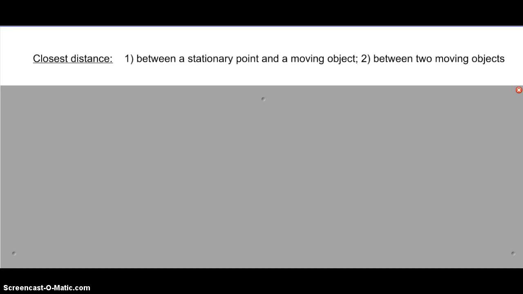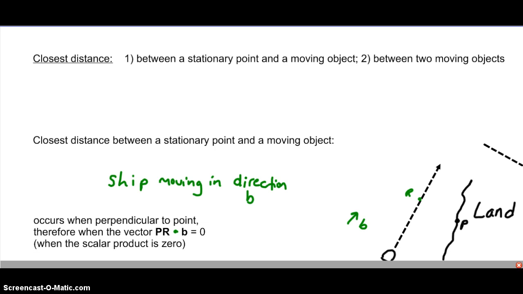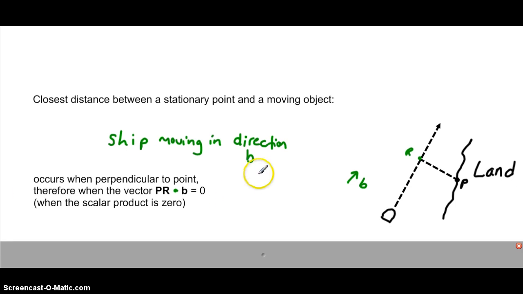Our next problems are talking about closest distance, and there are two kinds of problems that we'll be looking at for finding the closest distance. They'll be between a stationary point and a moving object, and also between two moving objects. So let's first talk about the closest distance between a stationary point and a moving object. If we have a ship moving in a direction b, so our direction vector b, here's our ship moving along this direction vector, and they want us to find the closest distance it would get to point P on land.